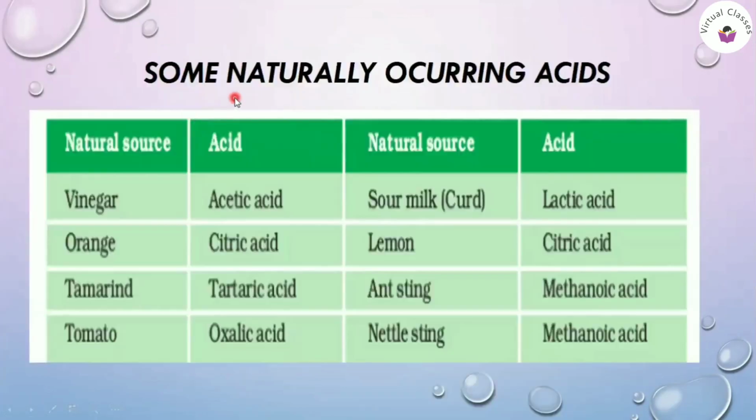Here are some examples of naturally occurring acids and their sources. Vinegar has acetic acid, oranges have citric acid, tamarind has tartaric acid, tomatoes have oxalic acid, sour milk or curd has lactic acid, lemon is the source of citric acid, ant sting has methanoic acid, and nettle sting also has methanoic acid.